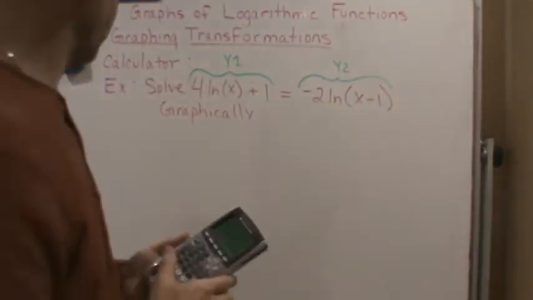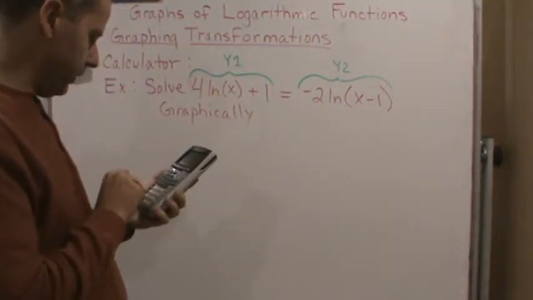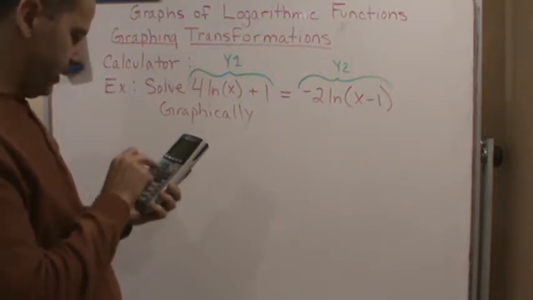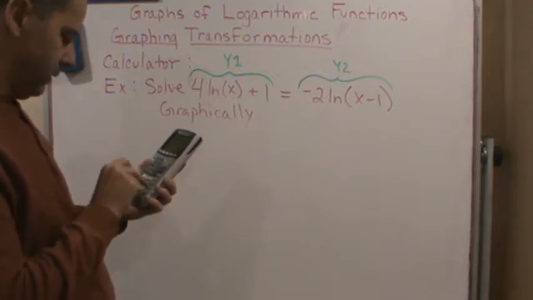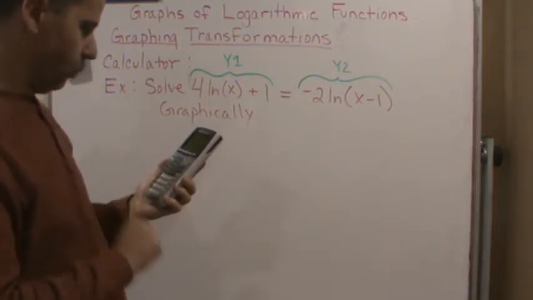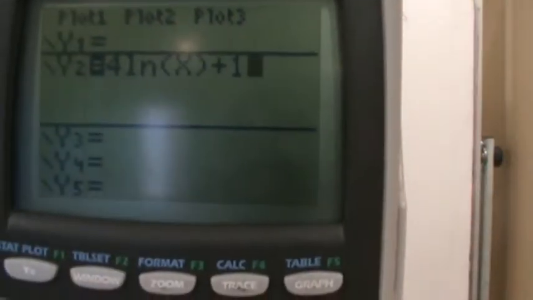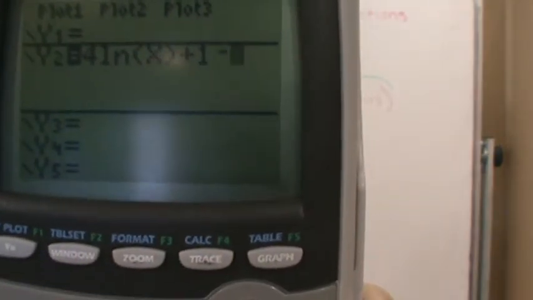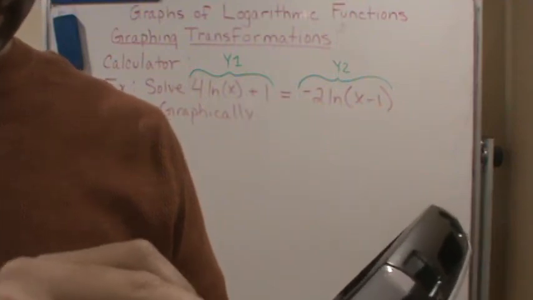So now I'm going to put this in here. I'm going to press 4, then find the natural log key, then hit X, then end parenthesis, and then plus 1. So this is what you should see on your calculator. Then I'm going to hit enter.